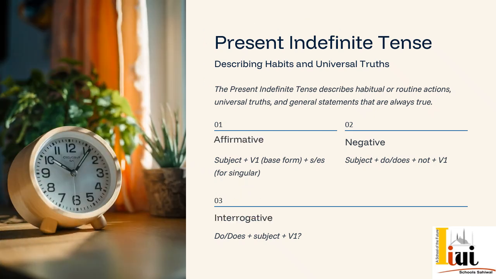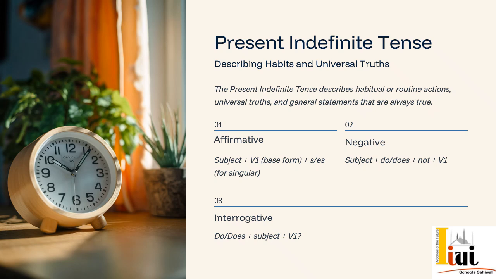Here is the sentence structure of present indefinite tense. Subject, first form of verb plus s or es, and object. The first form of the verb is used in this tense when the subject is a singular noun or a third person.